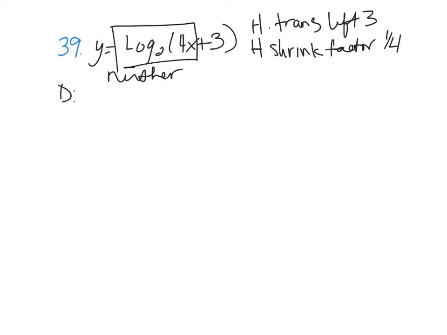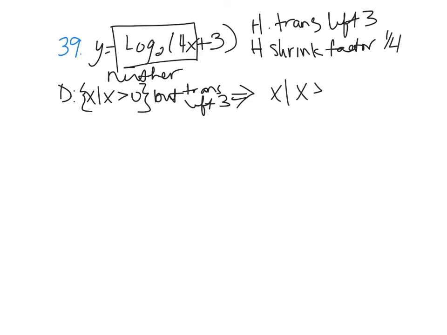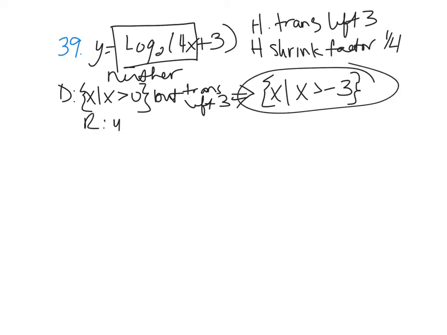The domain is affected, though. The domain is normally x is greater than 0, but this translation left 3, right? The translation left 3 converts it to 4x is greater than -3. So this is my domain on this function. My range is all real numbers. And so that makes my asymptote x equals -3.